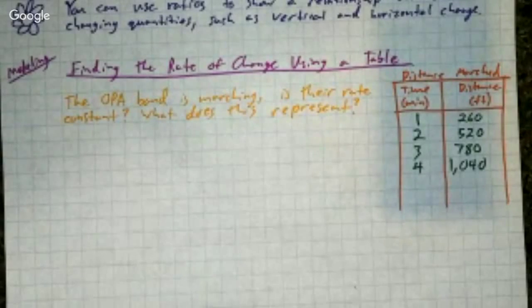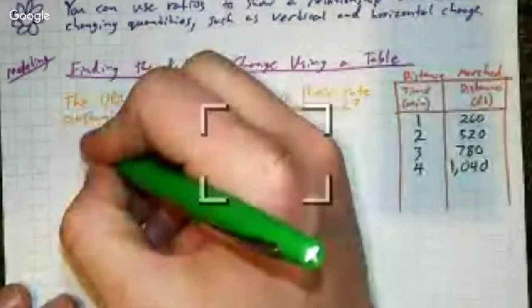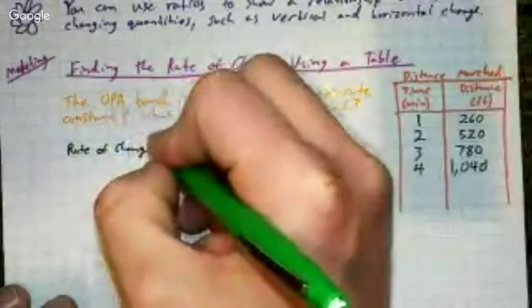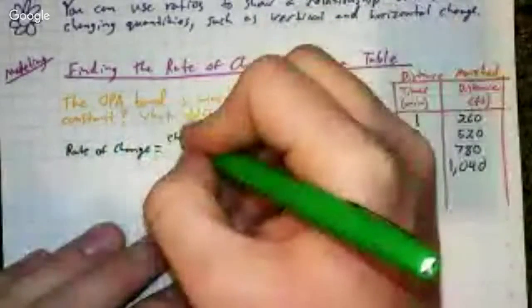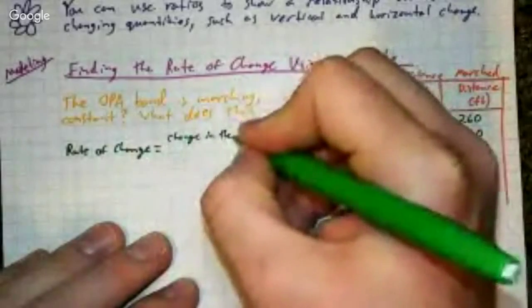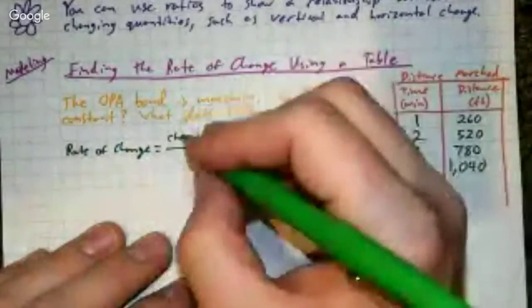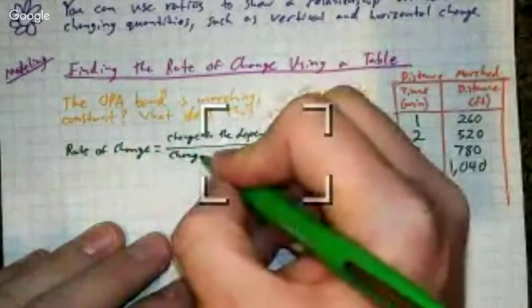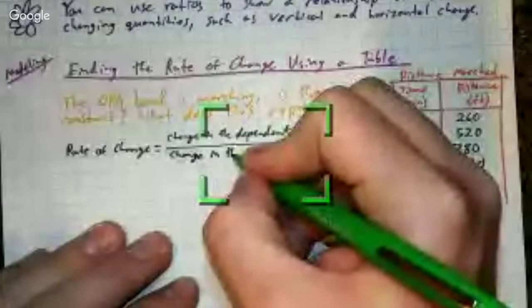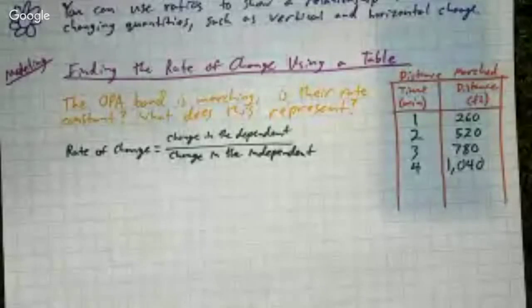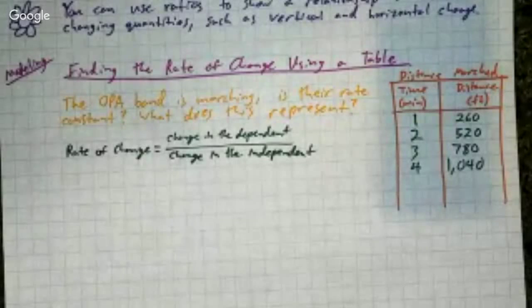So let's take a look at the formula that we're going to want to use, which is the rate of change equals the change in the dependent over the change in the independent. Now we have to decide which one is the independent and which one is the dependent. Is it related? Well, let's find out.